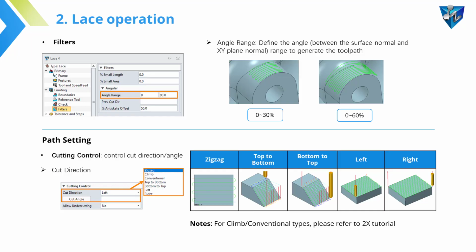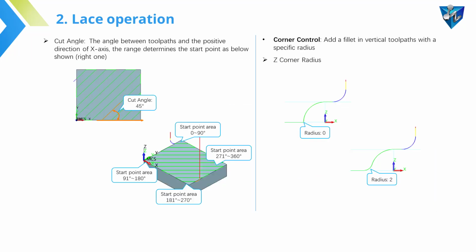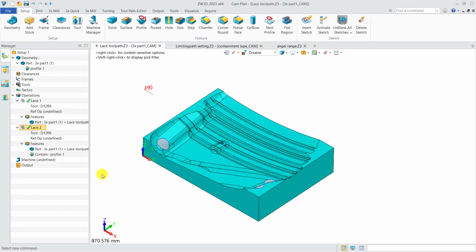And next is the cut angle, which is the angle between the toolpaths and the positive direction of the x-axis. The range also determines the start point, shown as below. And the last one in the lace operation is the corner radius, which adds a fillet in vertical toolpaths with a specific radius. Now let's go to ZW3D and check these parameters.